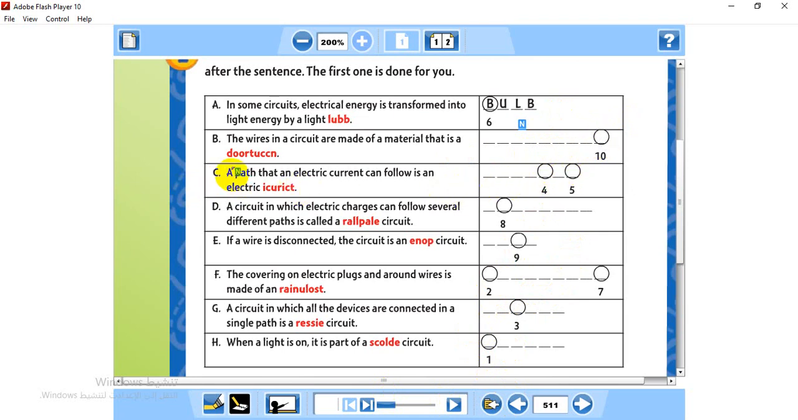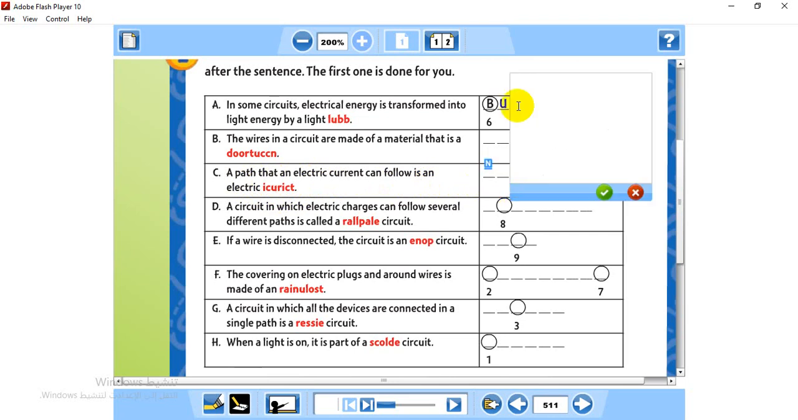The next question: the path that an electric current can flow is an electric what? It's talking about a path. So a circuit. Sure, we are talking about the circuit here. So we should write here, circuit.